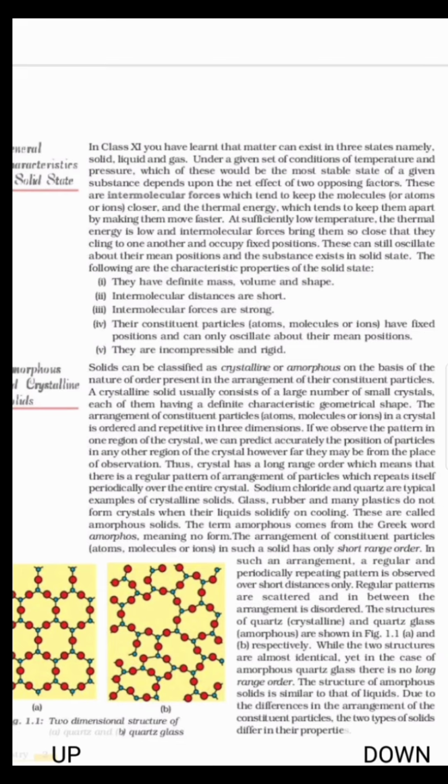So in this chapter you are studying in detail about the solid structure, solid properties, solid behaviors, and so we can discuss with the textbook. From the textbook, first of all they have given the main characteristic properties of the solid state one by one. So first we can look at that.